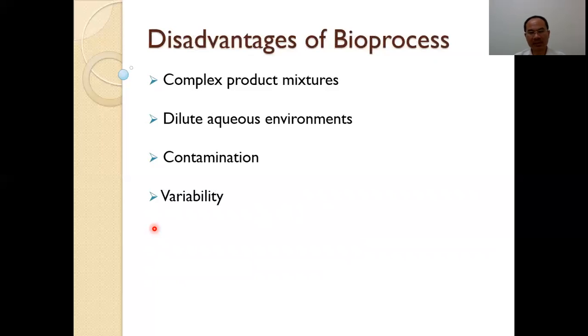But there are also some disadvantages. The first one is a complex product mixture. It's the complexity of the phases up to the process. The third is low concentration. The product is in low concentration, so you need a lot of equipment to separate and purify. Another is contamination. And the last one is variability.